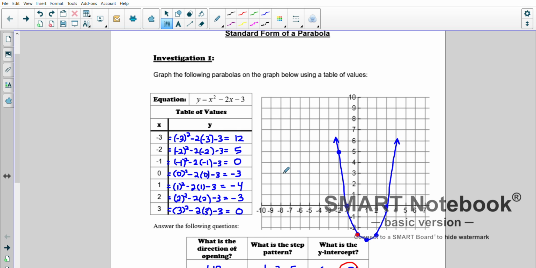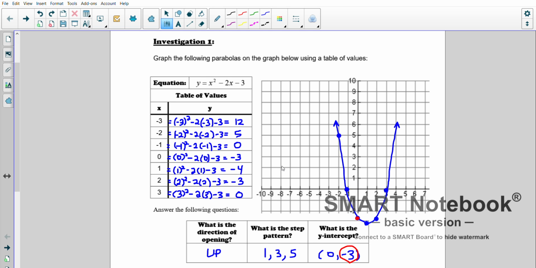So what are we going to learn about the standard form? Well, let's fill in our key pieces of information. What way does this parabola open? These arrows are pointing in the upwards direction, it's opening up. The step pattern, starting at the vertex, is over 1, up 1, over 1, up 3, over 1, up 5. And the y-intercept we observe is right here at 0, -3.